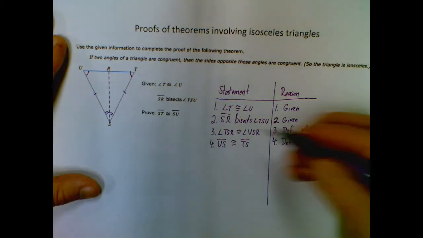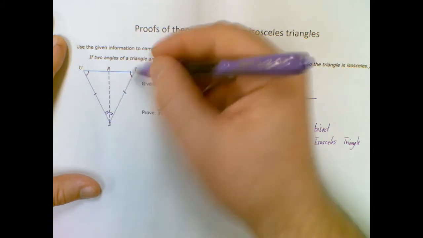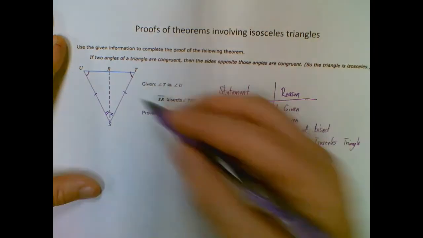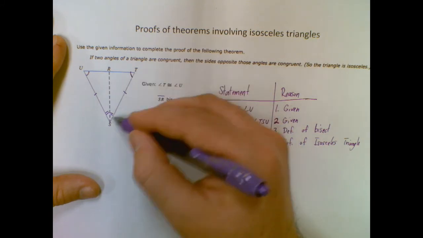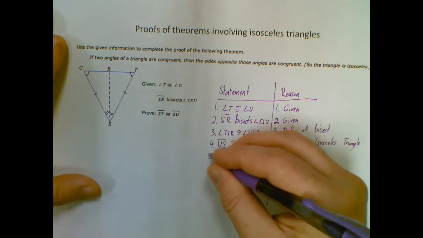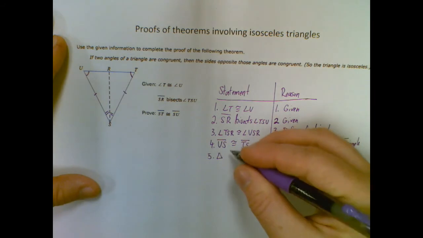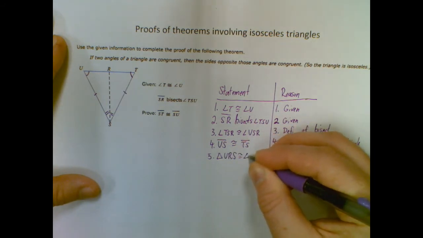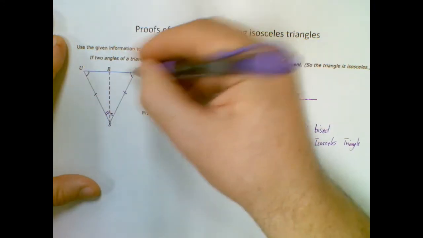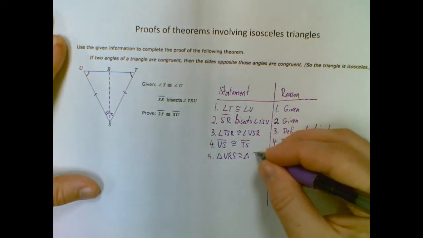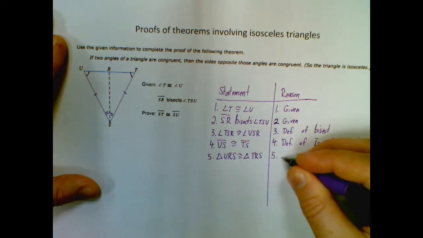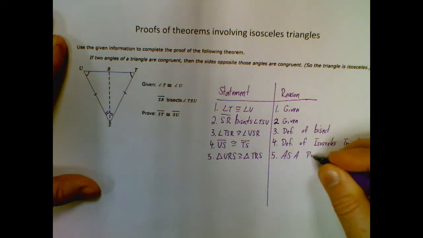So now that I know that, I have enough to prove these little half triangles, so broken by that dashed line, congruent, because I have an ASA pattern on both sides. So I can say that triangle URS is congruent to triangle TRS by the ASA property.